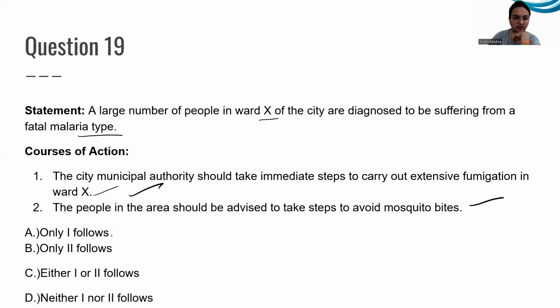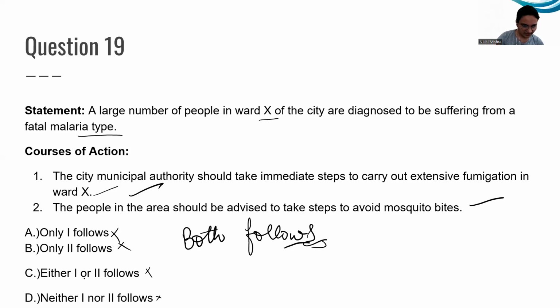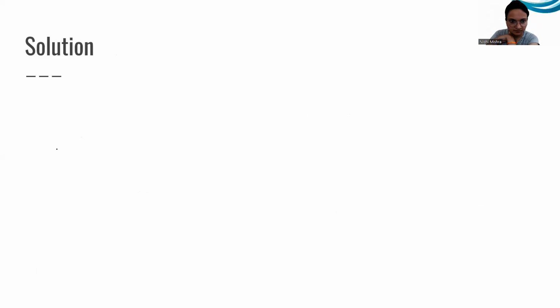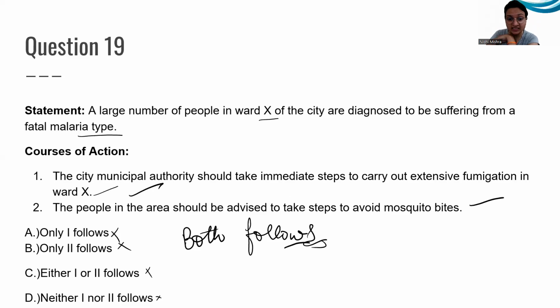Only one follows. No. Either. No. Neither. No. So answer should be both follow. Both should be answered. Right. So answer should be both follow. I guess I missed this option, or there should be no option here. Okay, I will check it. But in this, answer will be both.